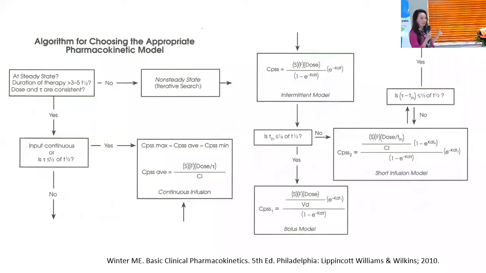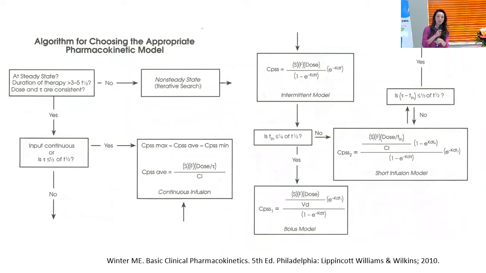Am I talking too fast? There are 2 models. There is a short infusion model, which is the most conservative. So if you don't know which model to use, you use that model, the short infusion model, because it's most conservative in estimating clearance and volume, which is what you want to do in your neonatal and pediatric population. And so this is just an algorithm that kind of goes through which model you would use. So this is an important slide to have.